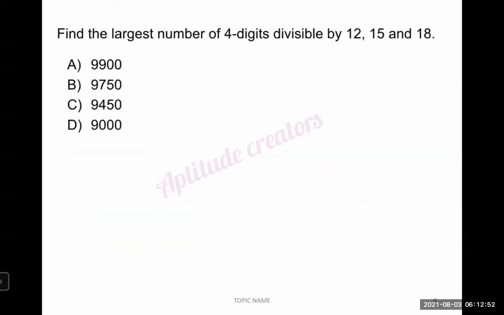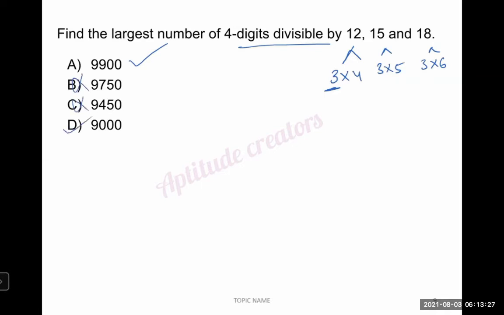Moving forward to next. Find the largest 4 digit number divisible by 12, 15 and 18. What is 12 here? 3 into 4, 3 into 5, and 3 into 6, right? Now, the largest 4 digit number divisible by 12, 15 and 18. What is the divisibility rule for 3? Sum of the digits. Yes, this is completely divisible, and this is also completely divisible. This is not divisible, and this is not divisible, and this is divisible.